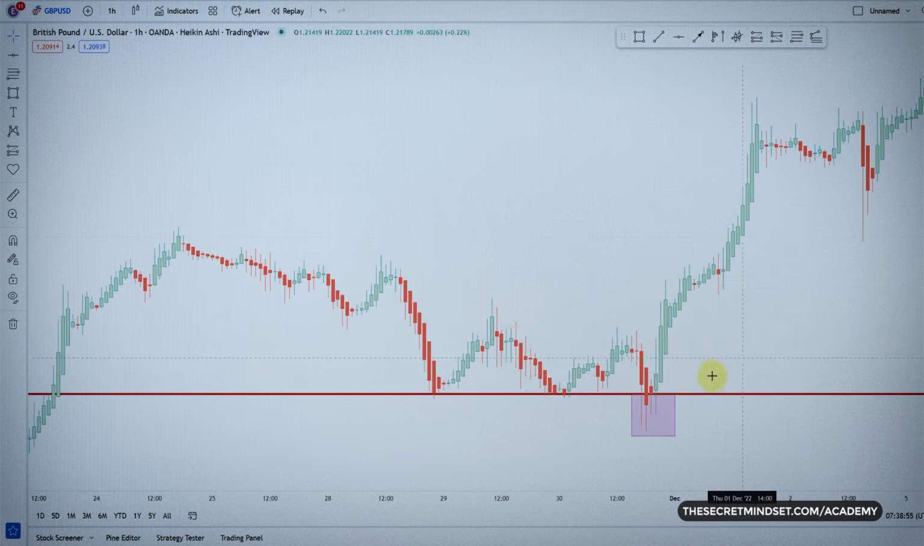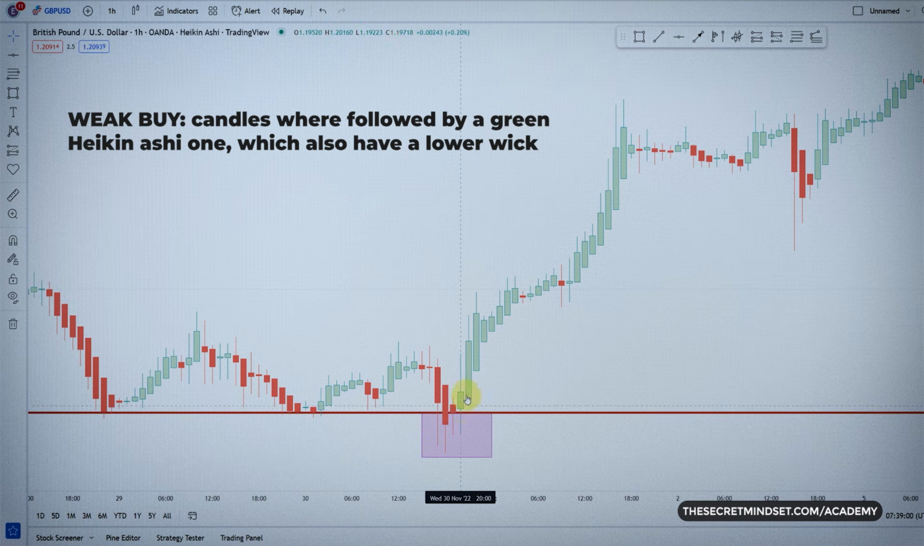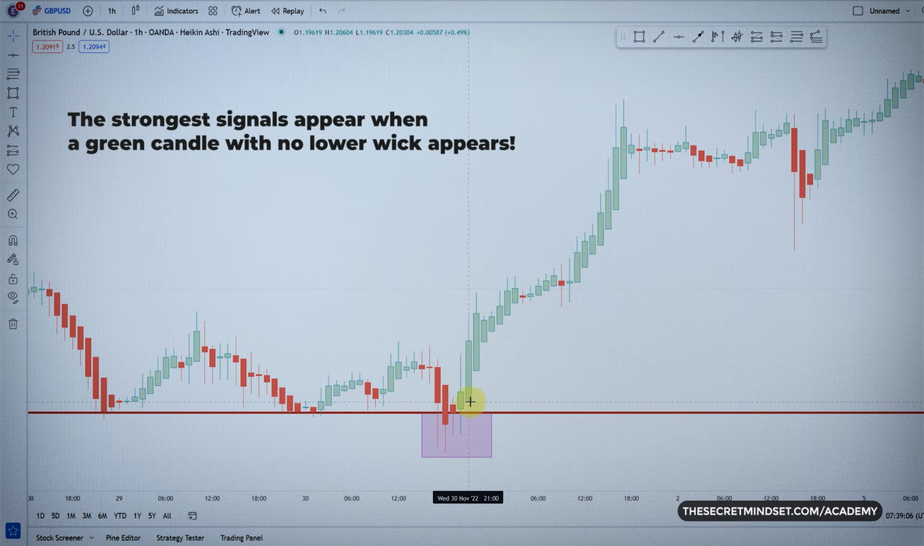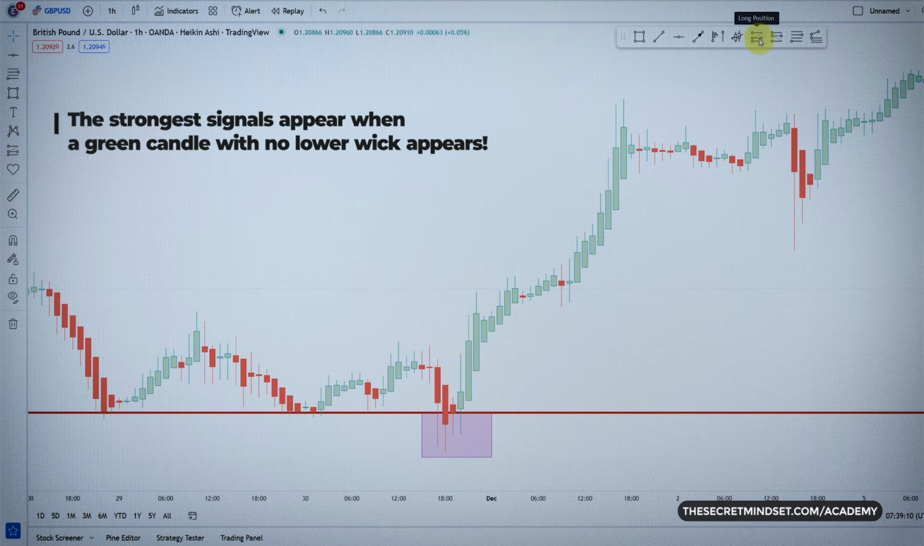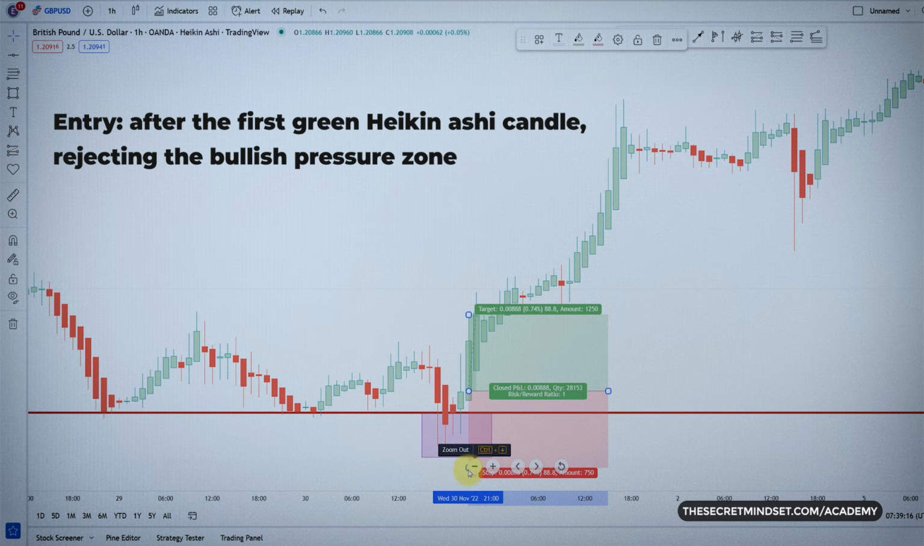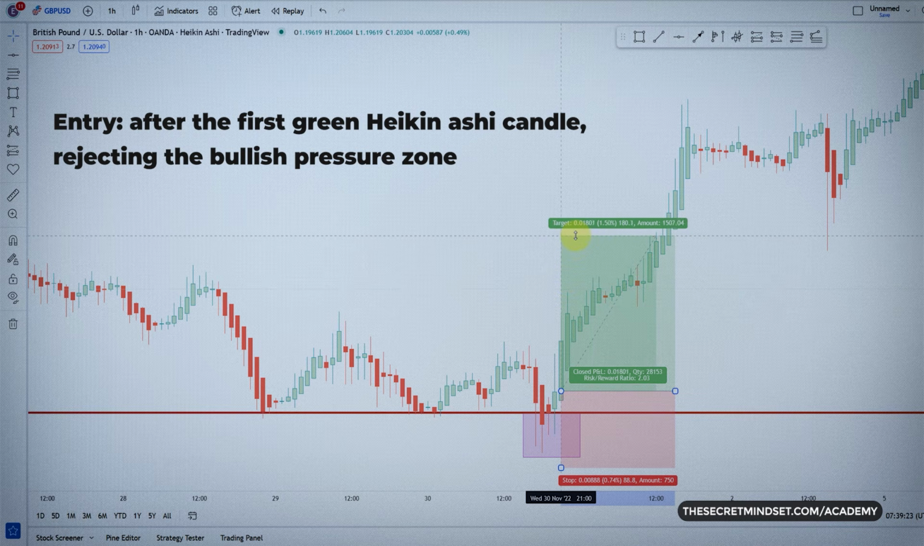These candles were followed by a green Heiken Ashi one, which also has a lower wick. This is a weak buy signal. The strongest signals appear when a green candle with no lower wick appears. A good entry area is after you have the first green Heiken Ashi candle rejecting the bullish pressure zone. Stop loss placement is obvious below the zone, and you target double the amount you've risked.